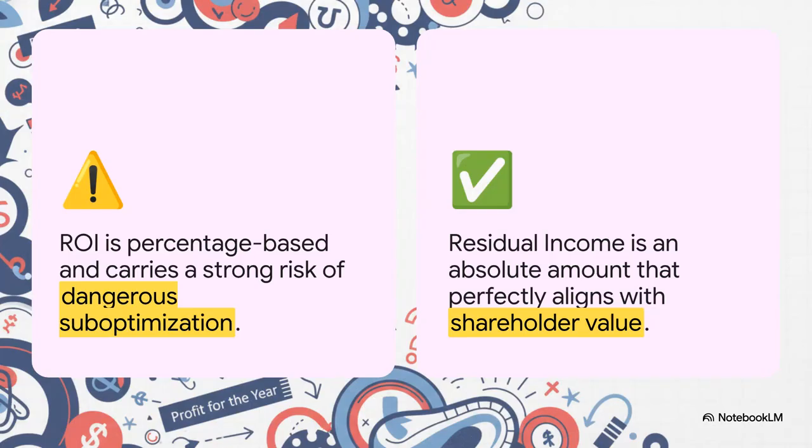You need to heavily contrast return on investment and residual income in your mind. ROI is expressed as a percentage, and honestly, it can cause some dangerous sub-optimization. What I mean is, a manager might reject a perfectly good project just because its ROI is slightly lower than their current average, even if it beats the cost of capital. That's crazy, right? Residual income, however, is an absolute monetary amount. If a project generates positive residual income, it adds value, period. It totally aligns a manager's decisions directly with what's best for shareholder value.